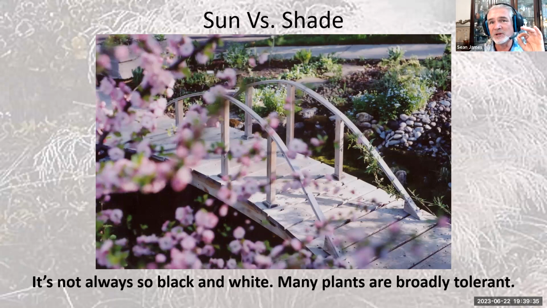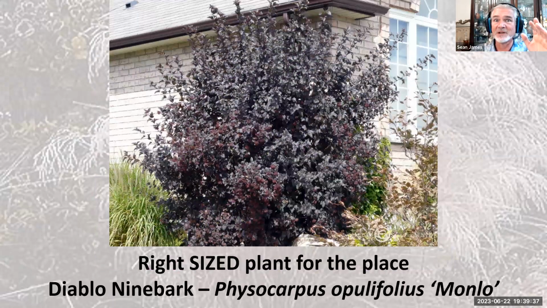Make sure you're putting the right size plant in the right place. A lot of urban gardens, smaller gardens, you put in a Diablo ninebark, that's it. You're done. It's full. It gets big. It's 12 feet by 12 feet. So do a little research. If it's cheap and cute in a pot, beware.